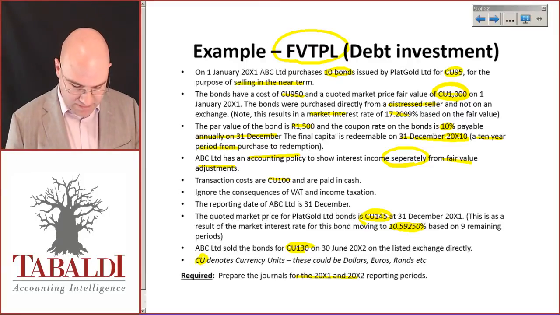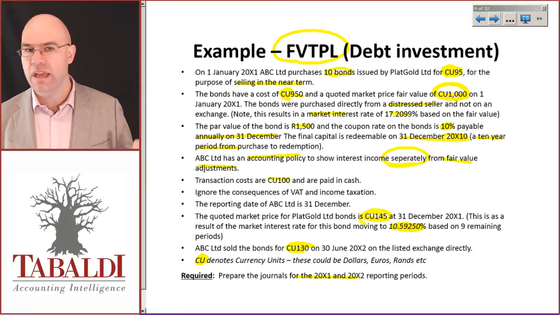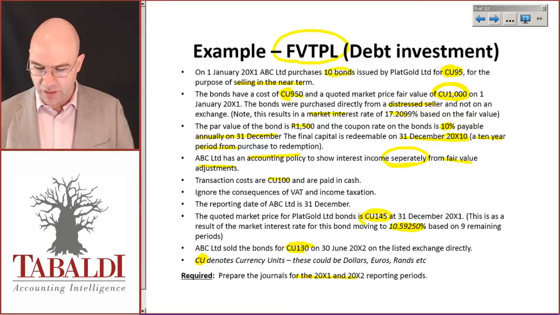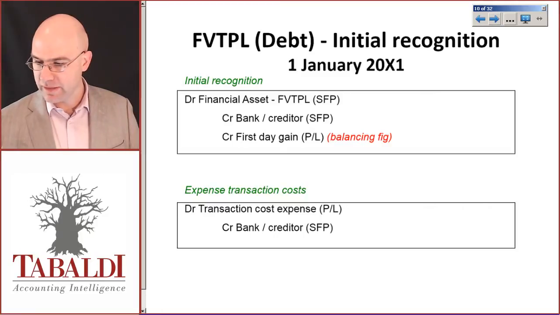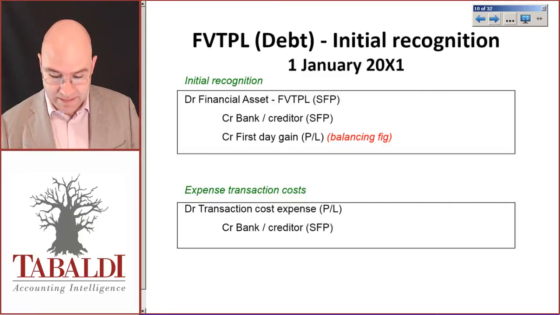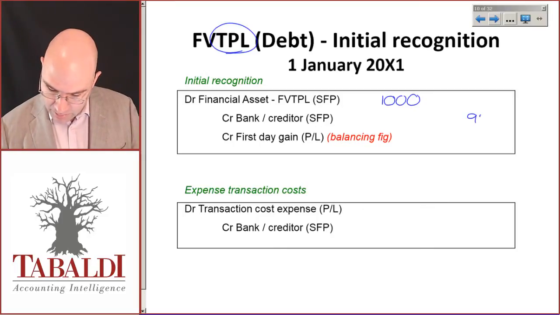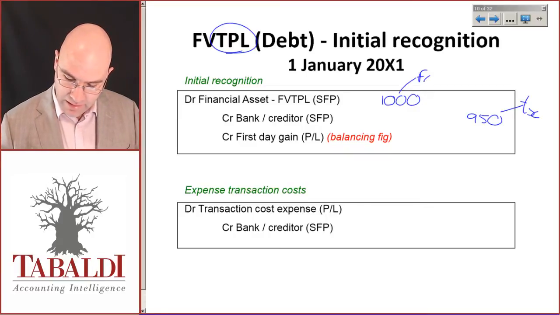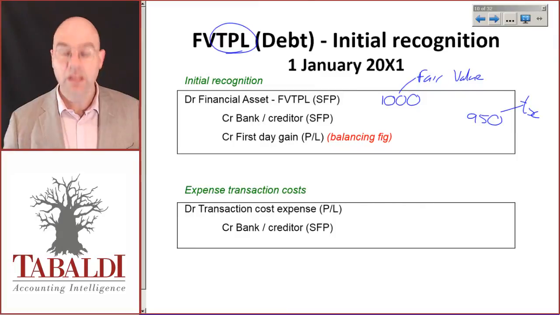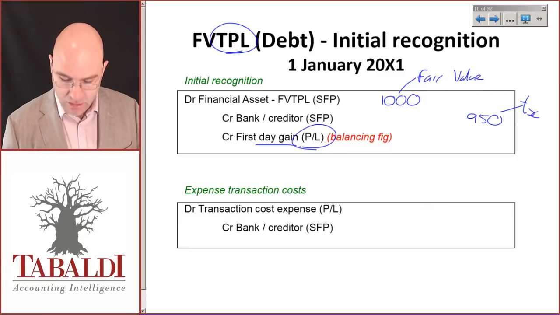Once again, I'm not working in any specific currency, so I'm going to call all my currency units CU. I'm not going to use dollars, rands, whatever. So, let's move on. Initial recognition. Initial recognition is always at fair value. I don't care what the subsequent measurement is, but here it's fair value through profit and loss. So, initial recognition 1,000. The payment is $950. Remember, this is the transaction price versus the fair value. I told you the purchase price was below fair value because it was a distressed sale. So we have a first day gain that goes to profit and loss.